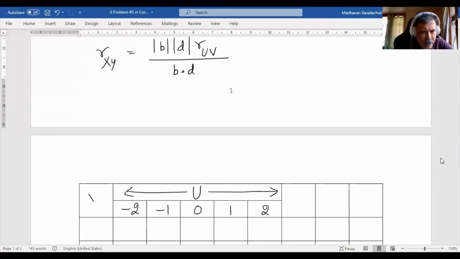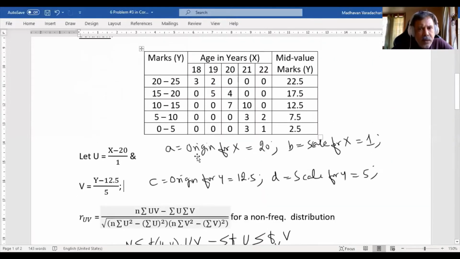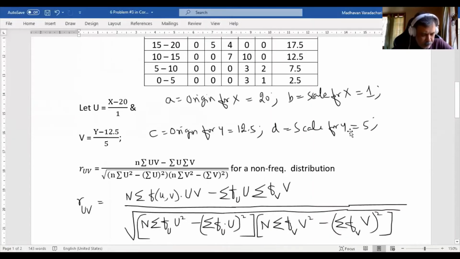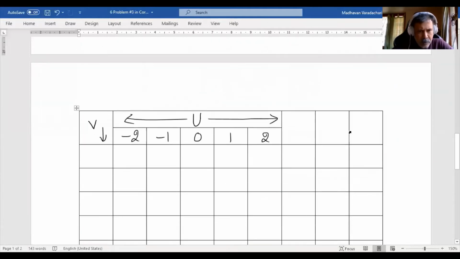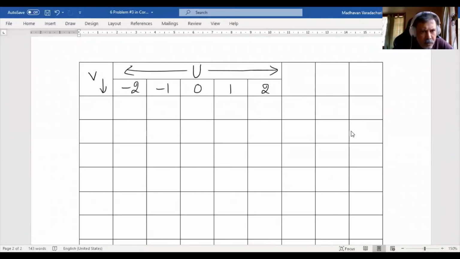Then we will have v. So these are all v values. What is v? V is (y minus 12.5) by 5, means 22.5 minus 12.5, which is 10. 10 by 5 will be 2. 17.5 minus 12.5 is 5. 5 by 5 will be 1. So it will become like 2, 1, 0, like that. Here we have 2, first element, then 1, then 0, then minus 1, then minus 2.